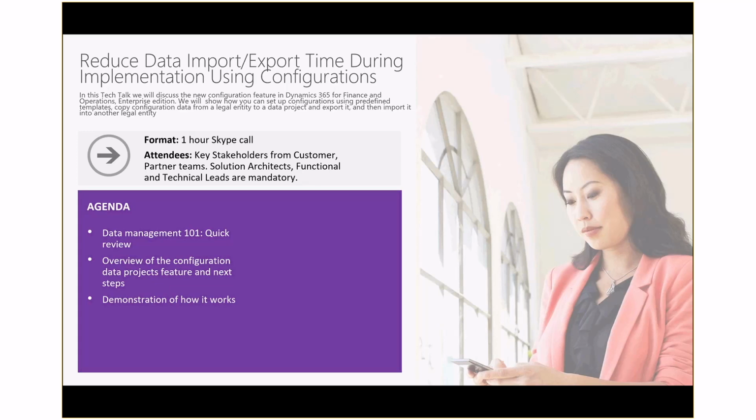And so what we're going to talk about today is I'm going to do a quick review of Data Management 101 in Dynamics 365 for operations and finance. This is for people that are using the cloud version. If you think it's for AX 2012, it's not for that version. It's just for the version in the cloud, Dynamics 365. We're going to then do an overview of the data projects, configuration data projects feature, and talk about some of the next steps. This is just the beginning of part of our roadmap. And then finally, we're actually going to do a demonstration, so you get to see real code that will be released soon.